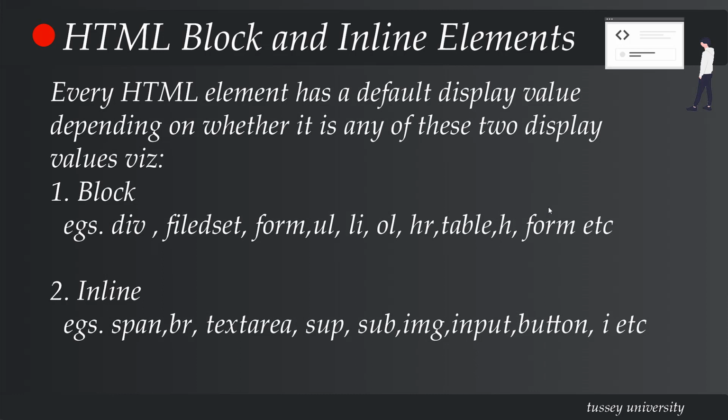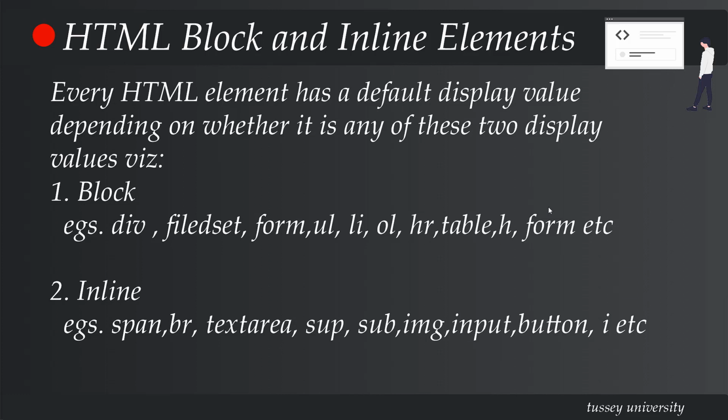And then we'll talk about HTML block and inline elements. Every HTML element has a default display value depending on whether it is any of these two display values. One, block. Examples are div. I'll show you that. Then fieldset. Please check the spelling. After the I, there is an E. Fieldset. Form, ul, li, ol, hr, table, h1, form, etc.